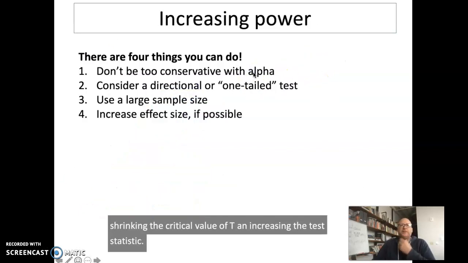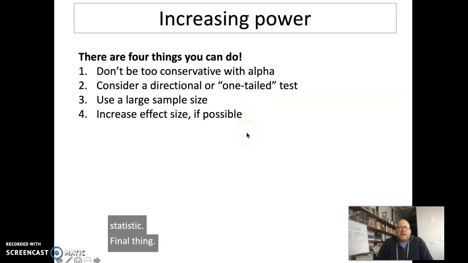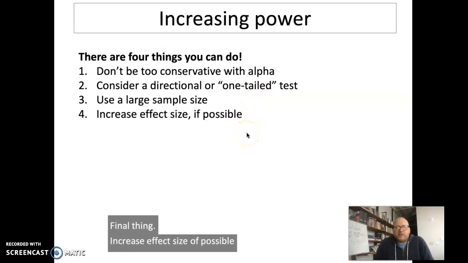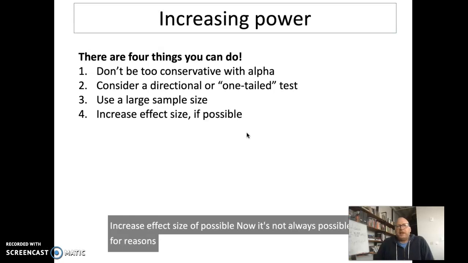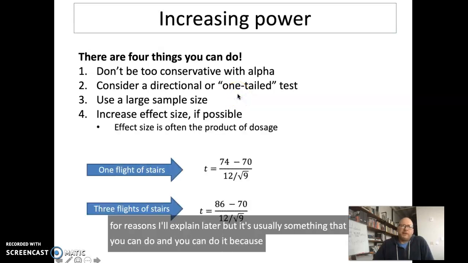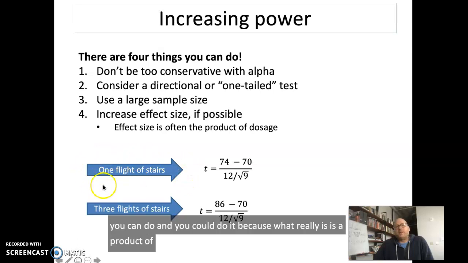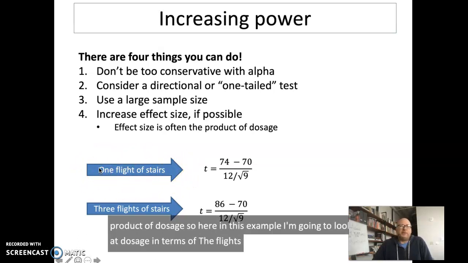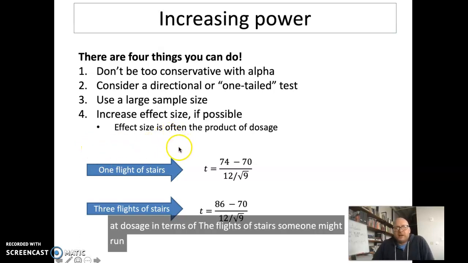Final thing: increase effect size if possible. Now, it's not always possible for reasons I'll explain later, but it's usually something you can do, because what it really is, is a product of dosage. So here in this example, I'm going to look at dosage in terms of the flights of stairs that someone might run up. In this case, I'm holding standard error constant.